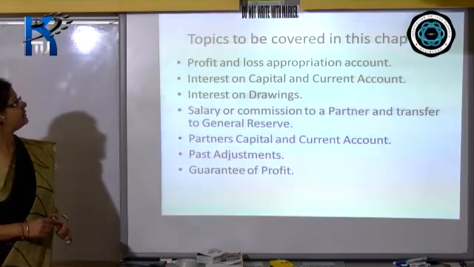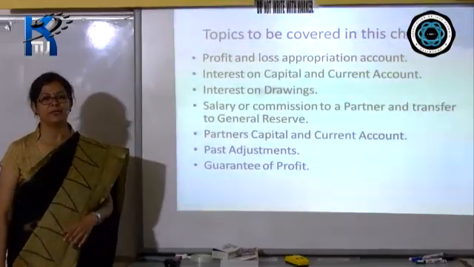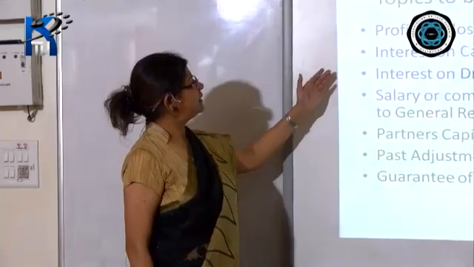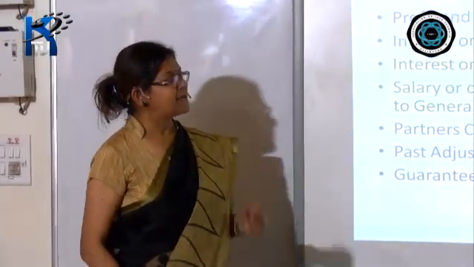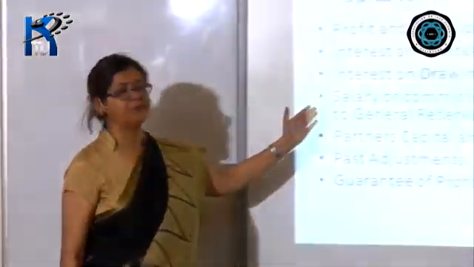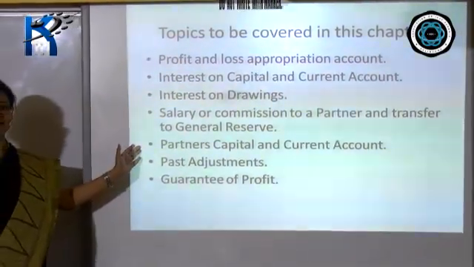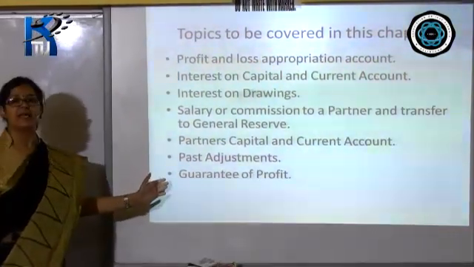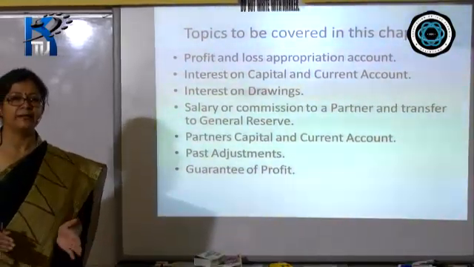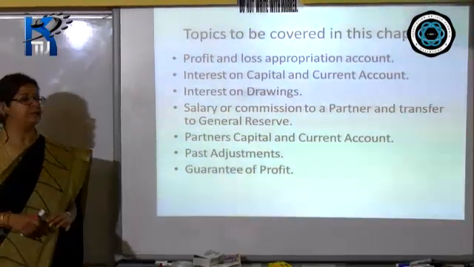So, topics to be covered in this chapter. The first part would be the profit and loss appropriation account, interest on capital and current accounts, interest on drawings, salary or commission to be given to the partner, amount to be transferred to general reserve, partners' capital and current accounts, past adjustments and guarantee of profits. Now, this chapter is very elaborate, so we need to focus on each and every point specifically.